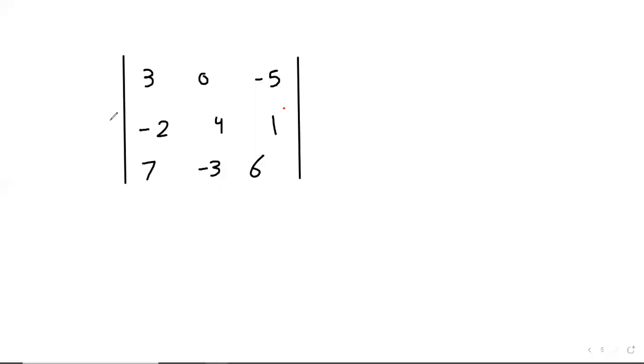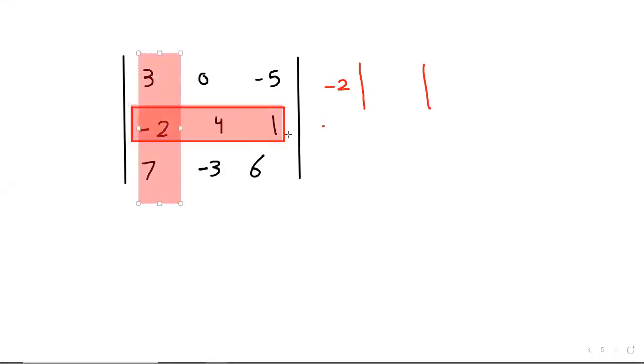I want to get the value of this determinant so we can take any row or take any column. In this one, we can take any row or any column, but I want to take the second row. Then take -2 multiplied by the determinant of second order. Cancel the row and the column of -2. Then you are left with 4 numbers, 0, -5, -3, and 6.